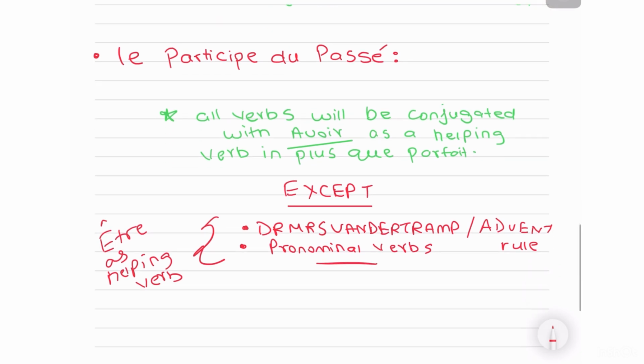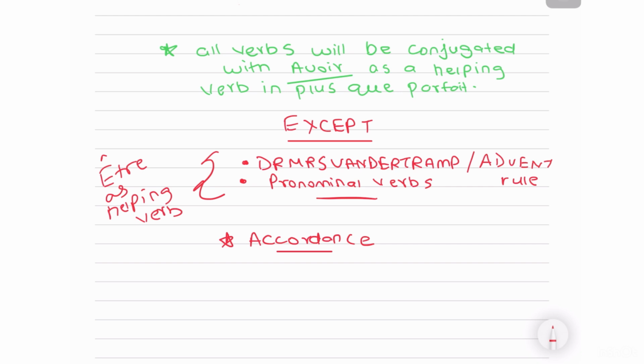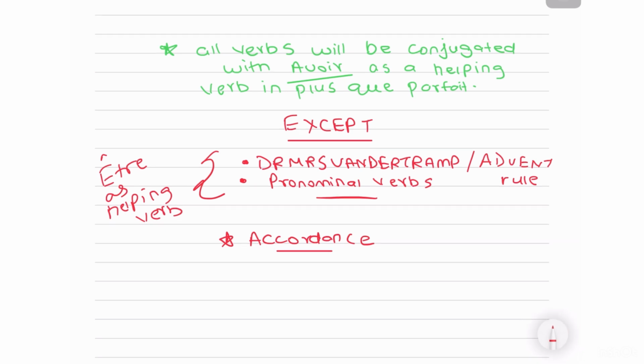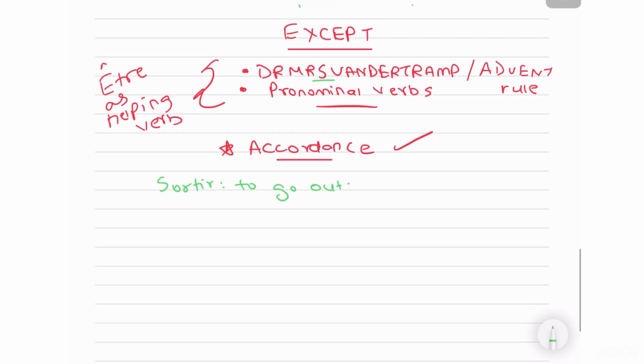Another thing when we talk about être as a helping verb is that you have to do accordance, which is basically modifying our past participle according to the gender and the number of the subject, right? It happens exactly how we used to do it in passé composé. I'll give you an example. I have the verb sortir, that is to go out, and it is part of Dr. Mrs. Van der Trump, so we'll conjugate it with être. I'll just write it over here.